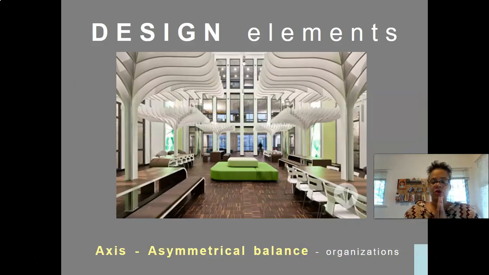This one's asymmetrical, right? So even though the columns themselves are very symmetrical, if I draw the line here, when I fold it, the tables are balanced, but they are not identical.